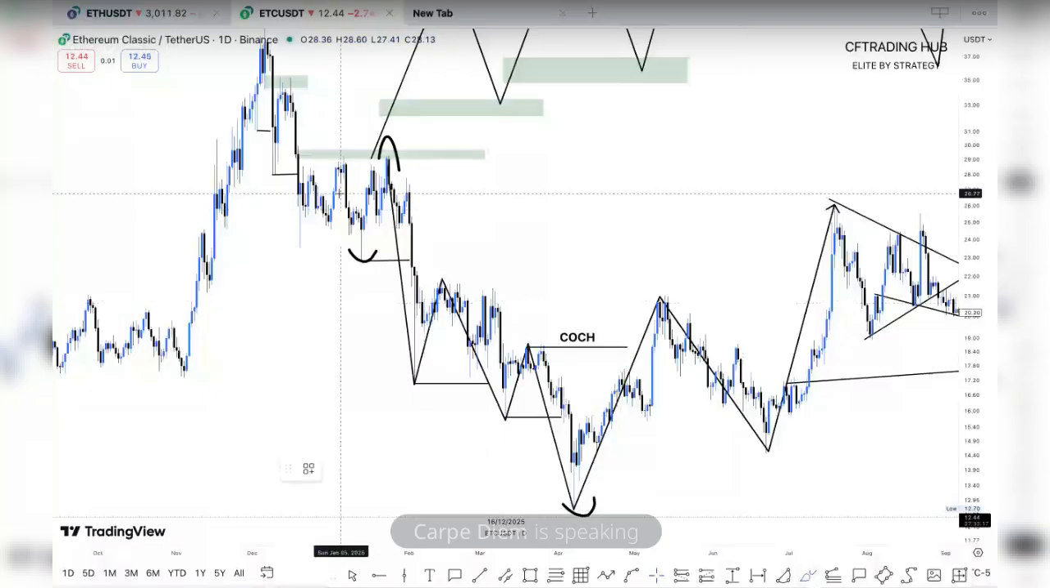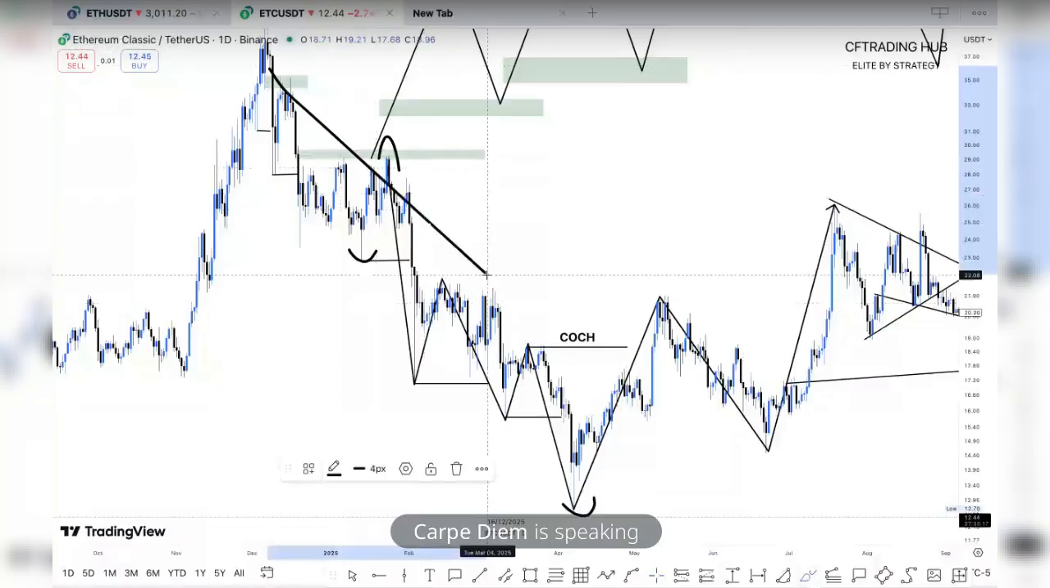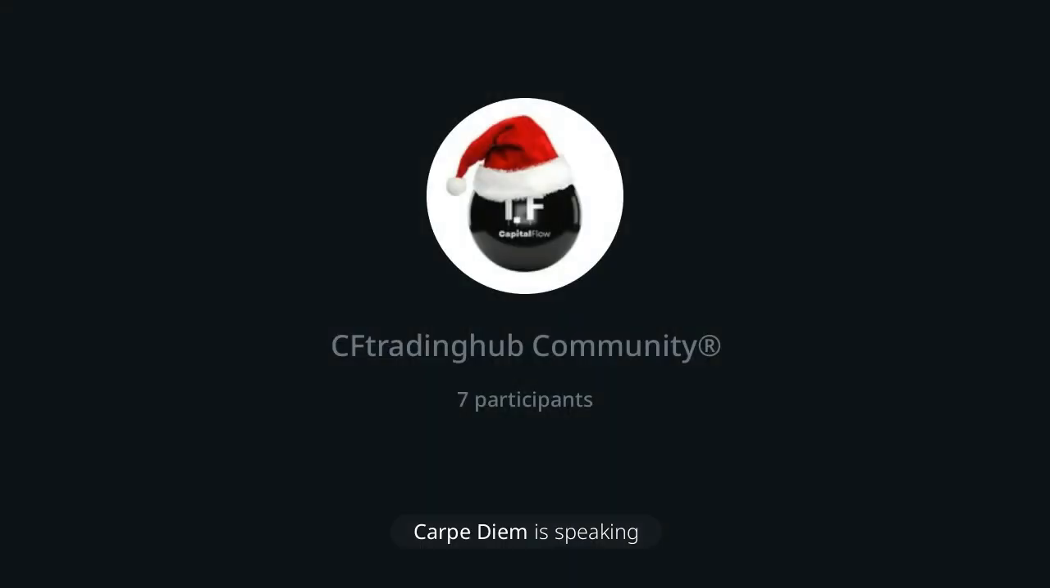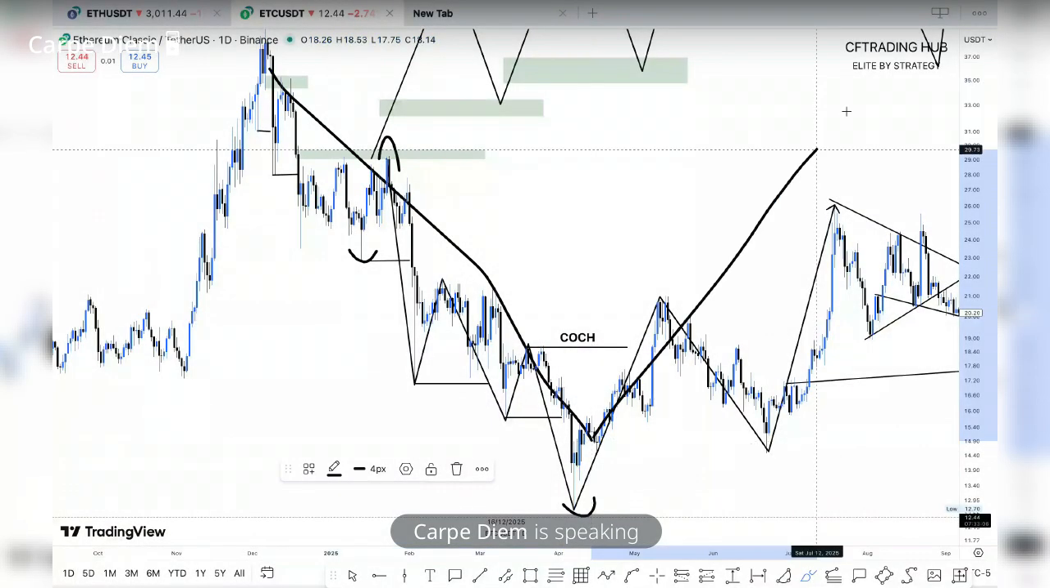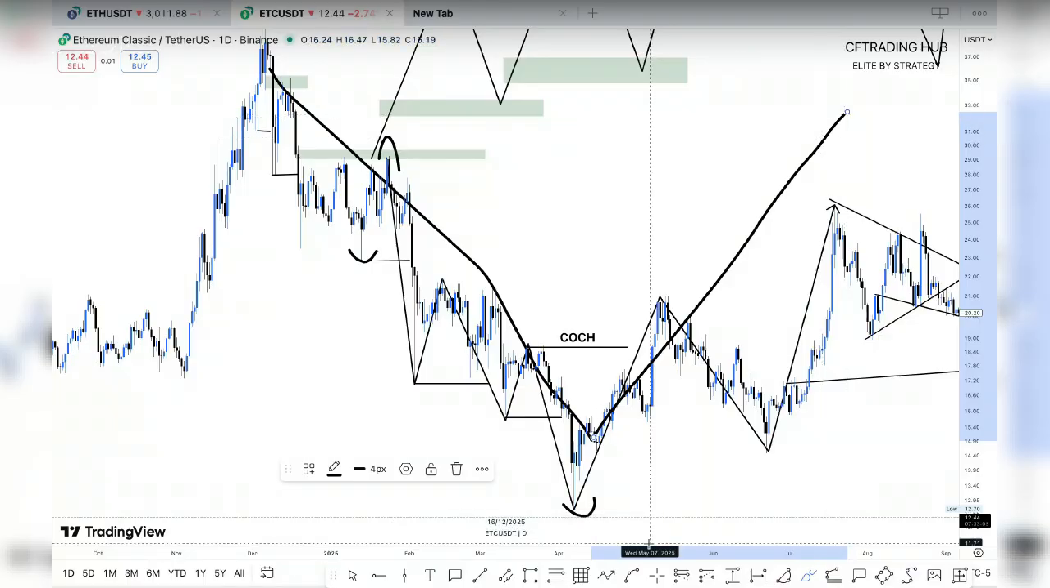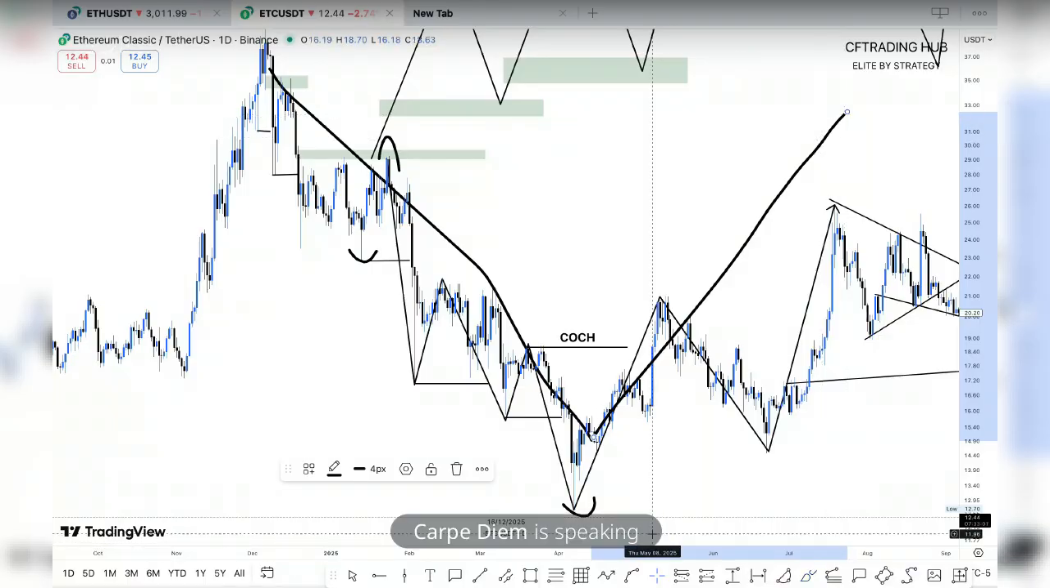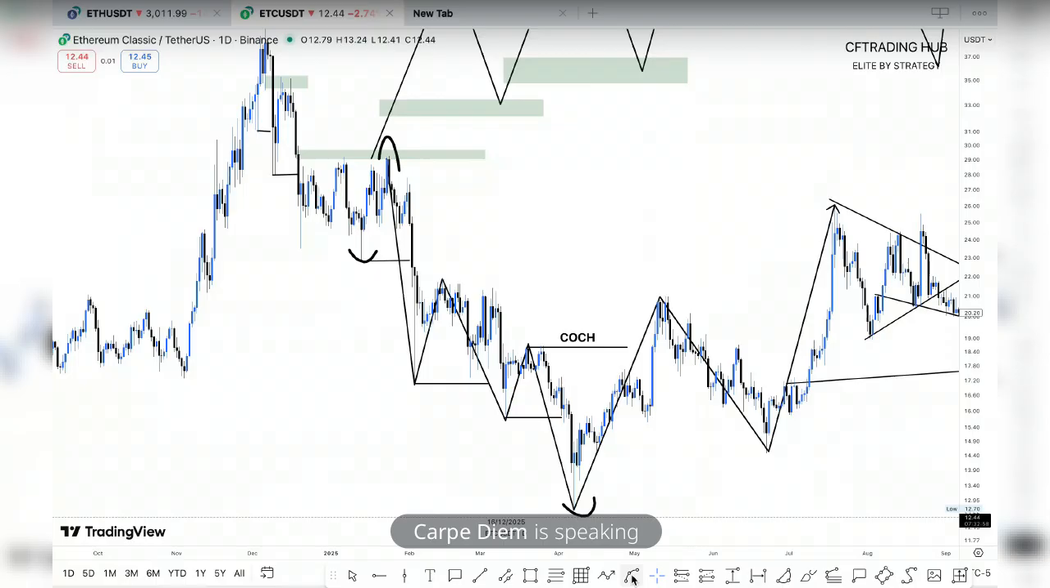So getting that CHoCH over there means it changed from this particular downtrend to an uptrend. That is how it is. I'll clear this up. Let me just make it cleaner.